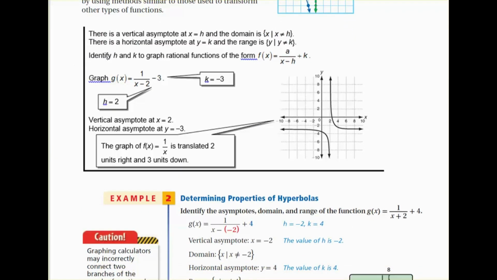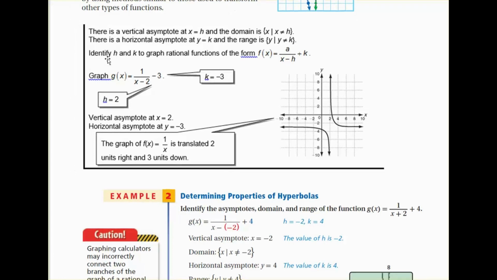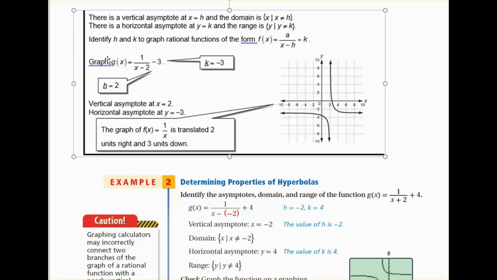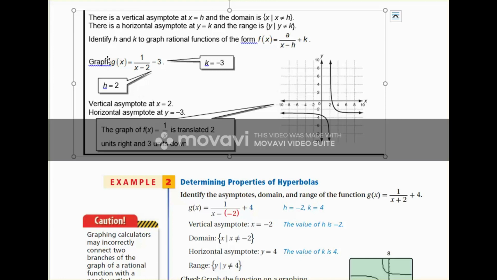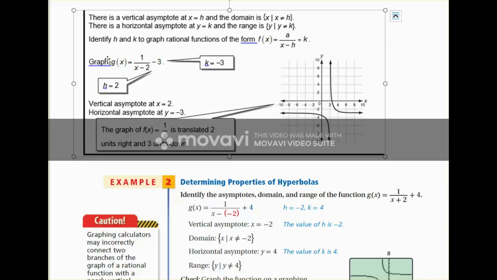Rational functions are also sometimes called inverse functions, or there's another word that'll come to me. This is an example of a rational function that has been transformed. This one has been translated 2 units right and 3 units down. So then your asymptotes are in a different place. In this one, the vertical asymptote is at x equals 2, and the horizontal asymptote is at y equals -3 because it went down.